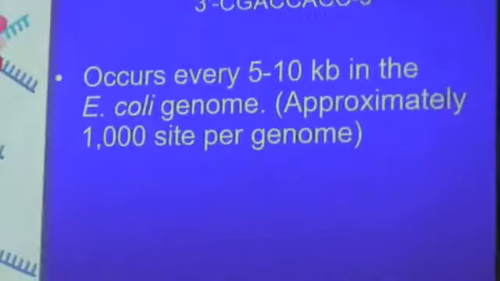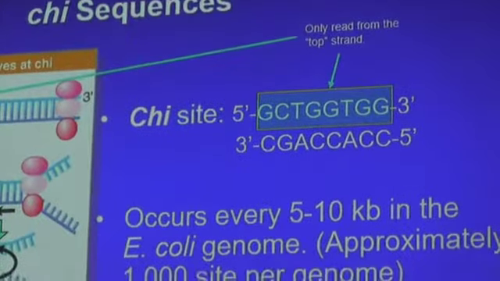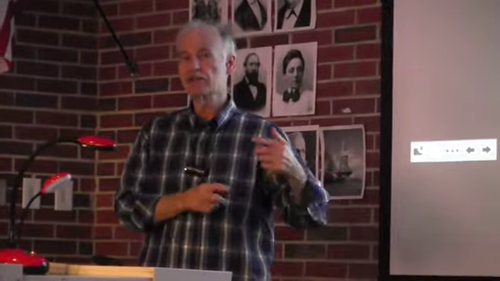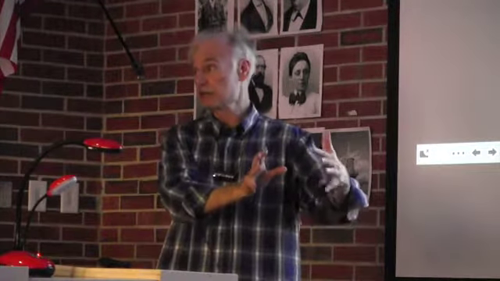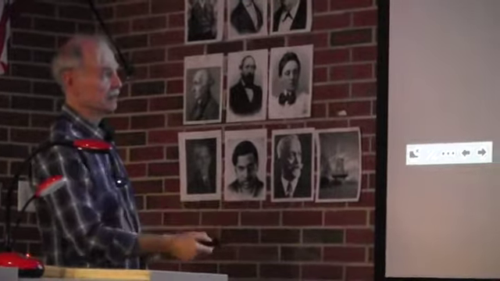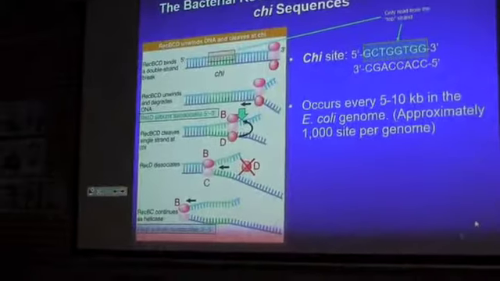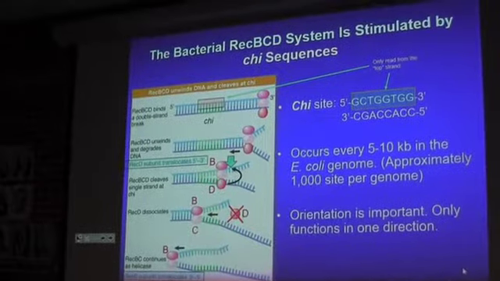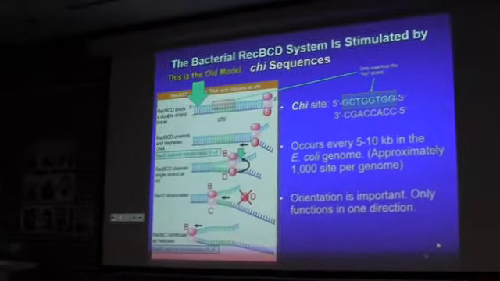That keeps it from being destroyed by conjugation, because if there is a chi site, this RecBCD changes from purely nuclease into recombination machine. Occurs every 5 to 10 kb in E. coli. Orientation point only one direction.